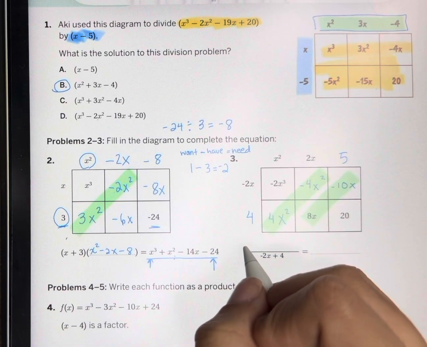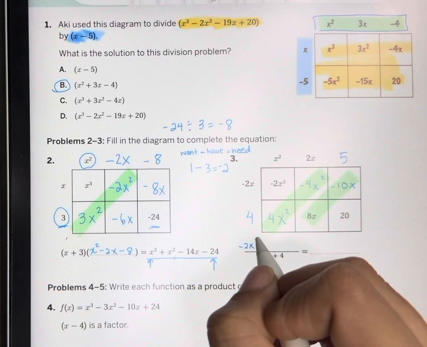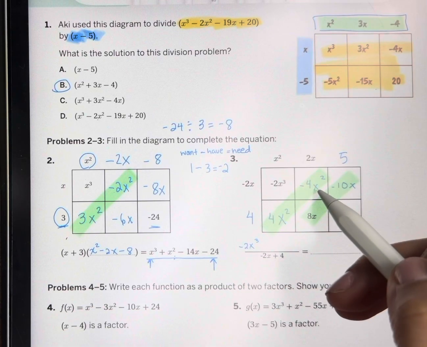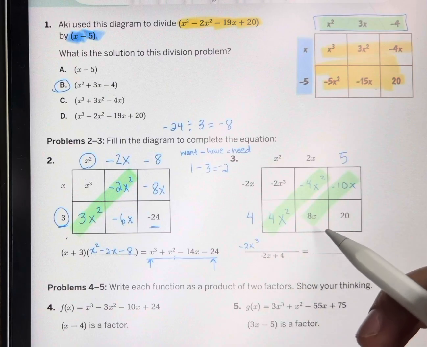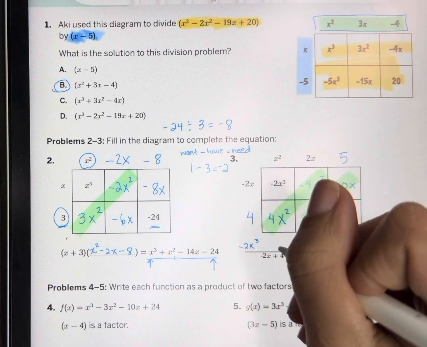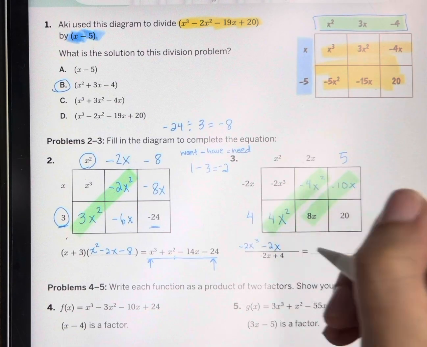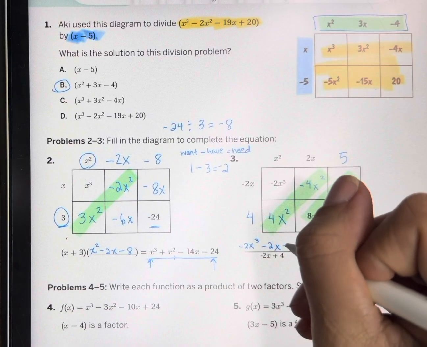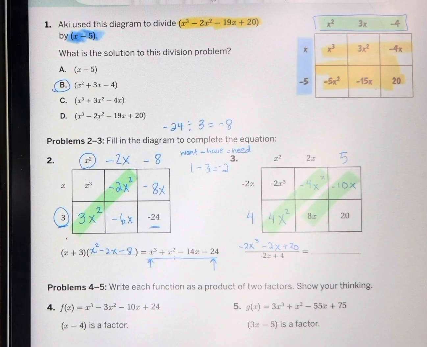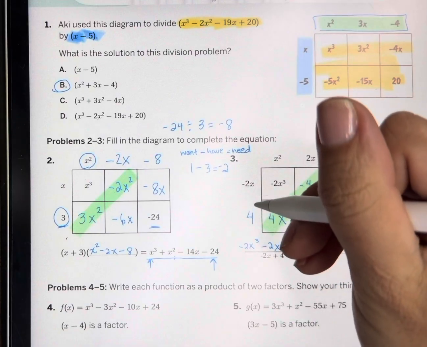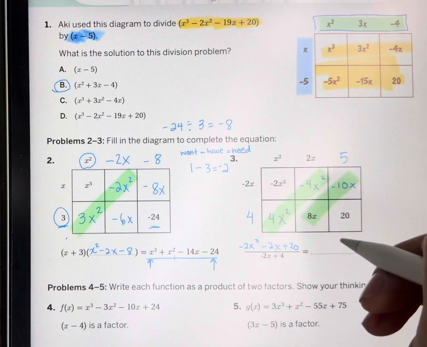So this is negative 2x cubed. 4x squared minus 4x squared, they cancel, so there's no x squared term. 8x minus 10x is negative 2x plus 20. And what does that mean? That means that what's inside the box divided by what's on the side equals what's on the top.